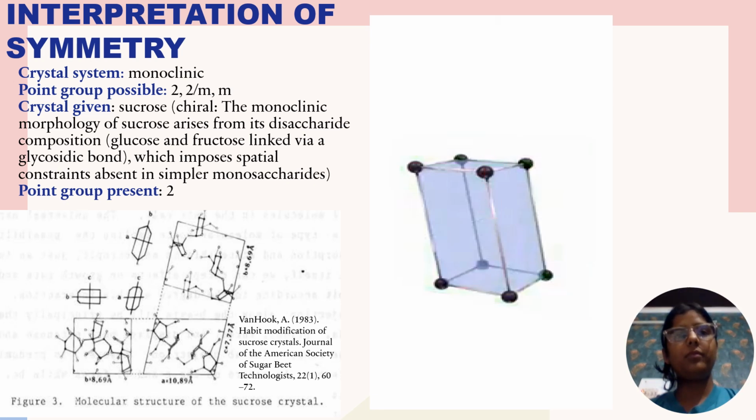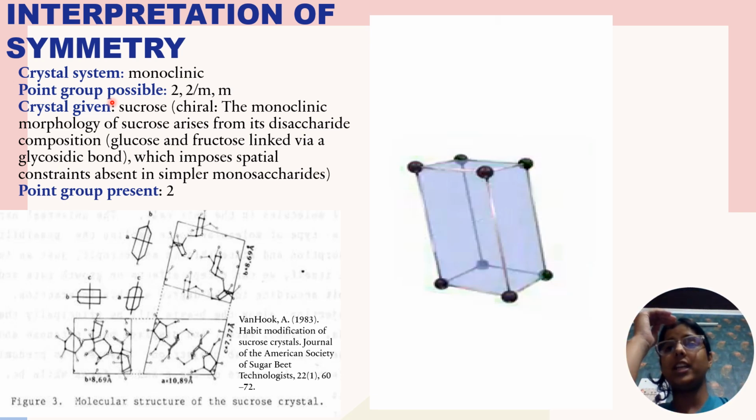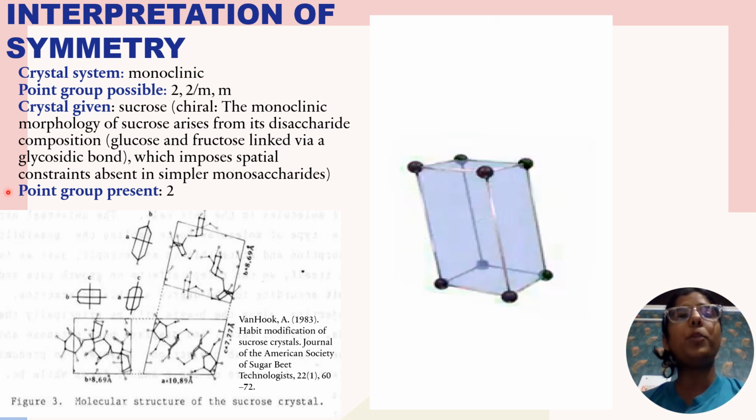So due to the chirality of the molecule present inside the crystal system, and the crystal system being monoclinic, going from the crystal structure to the crystal system to the molecular symmetry actually present inside the crystal, we have concluded that the crystal that was given to us has the point group 2.